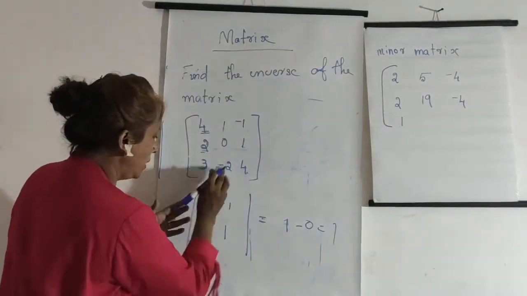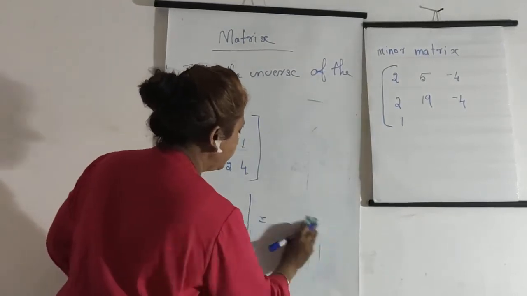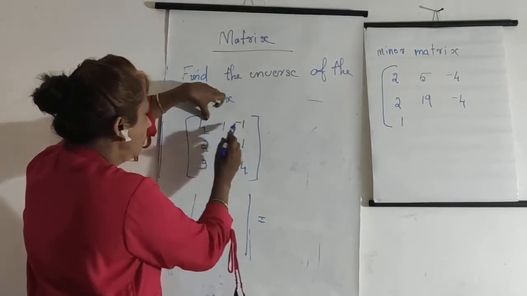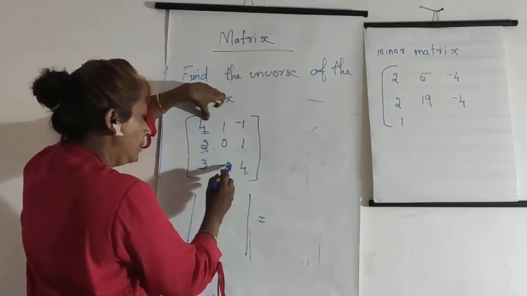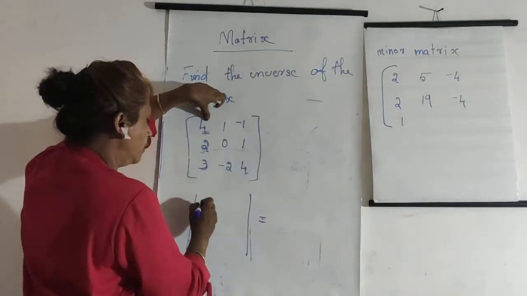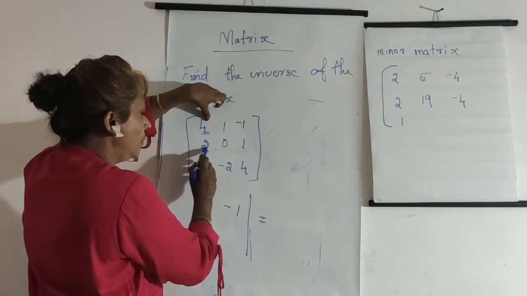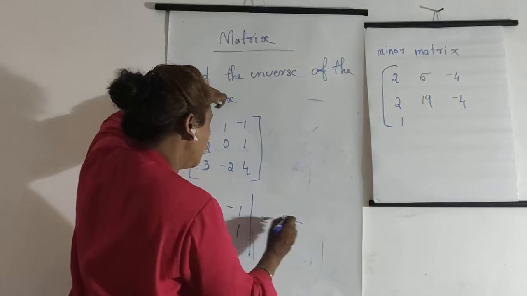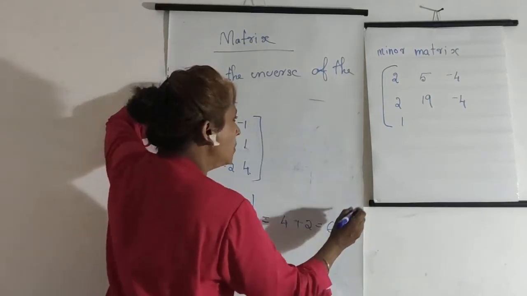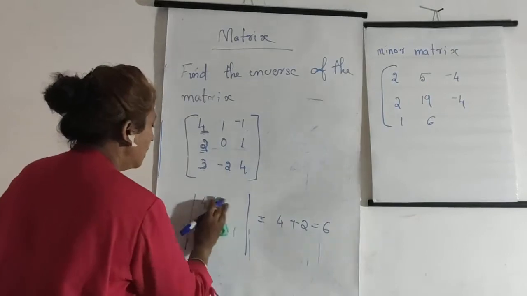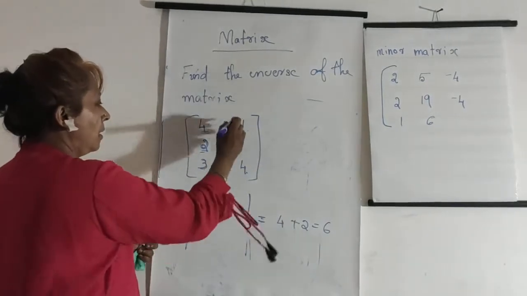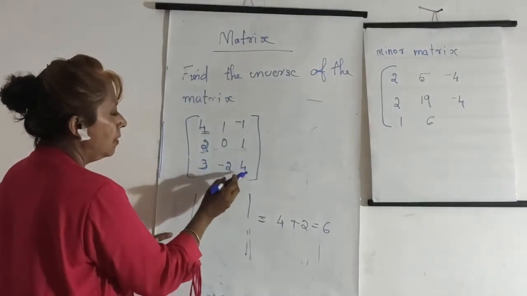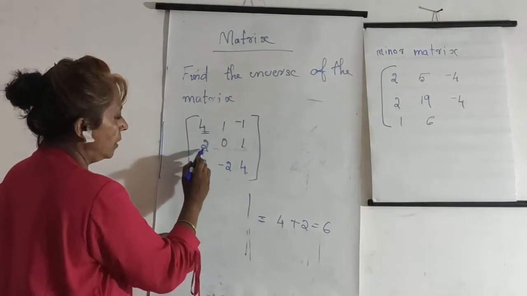And for this negative 2, what is coming? You can see this one and this one are gone. 4, negative 1. See, this one is gone, this one is gone. So, 4, negative 1 and 2, 1. So this value is 4 plus 2, which is equal to 6. And then comes the last number, 4. The minor value is, see, this one is gone, this one is gone. Here it is gone and it is gone. 4, 1, 2, 0.